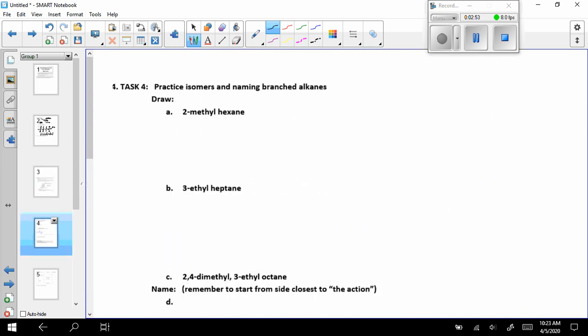All right, and then after you watch the next section, I give you another lesson on how to do the branches. And here's some examples. So I always do the last name first. Let me use a different color. So hex is 6, and an ane means I want all single bonds. So 1, 2, 3, 4, 5, 6, all single bonds.